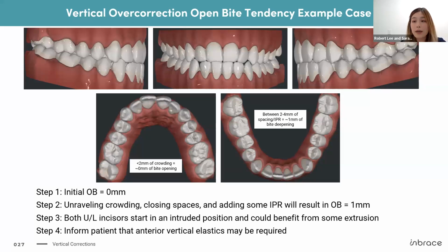Your initial overbite is at 0 millimeters. You then take into account that you will have 1 millimeter of bite deepening. Both of your upper and lower incisors start in an intruded position, so they both could benefit from some extrusion. And you do want to keep in mind, when you're doing your consultation, to let the patient know that potentially anterior vertical elastics may be required to help support that deepening of the bite.